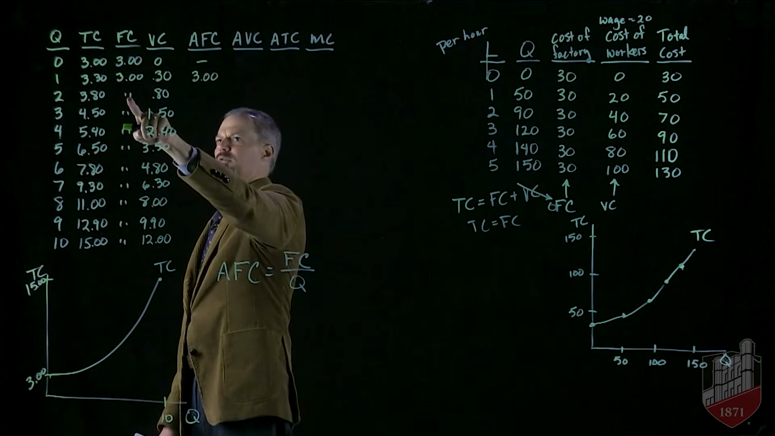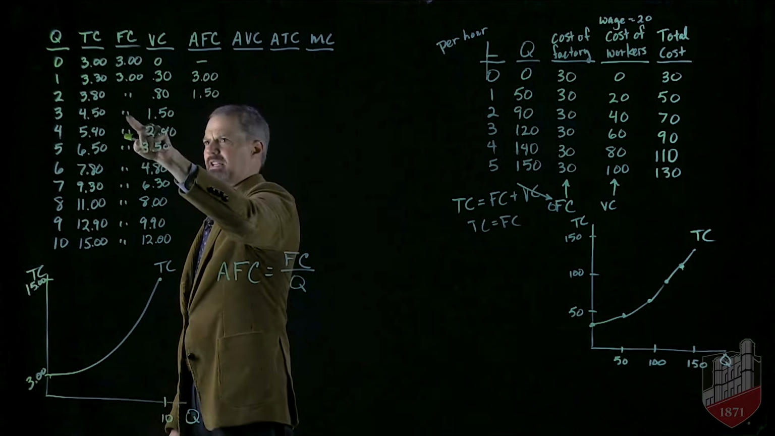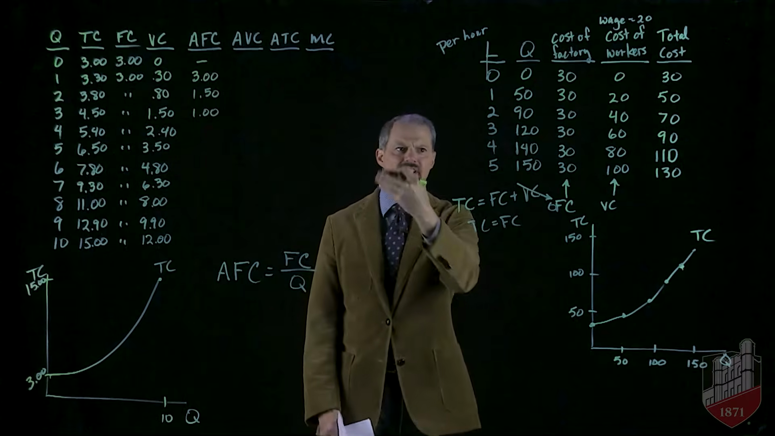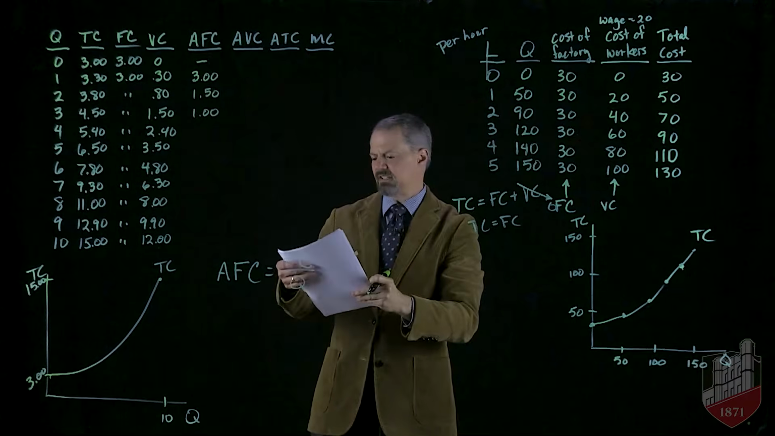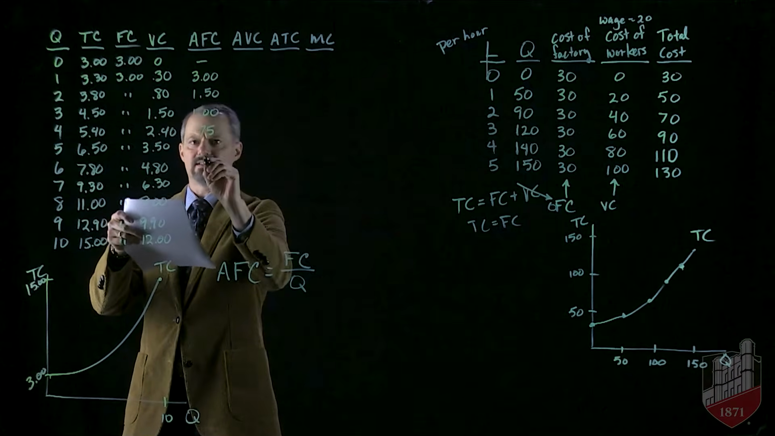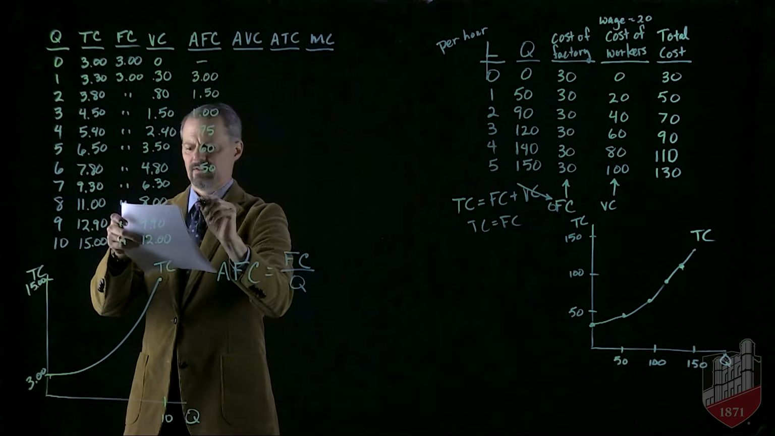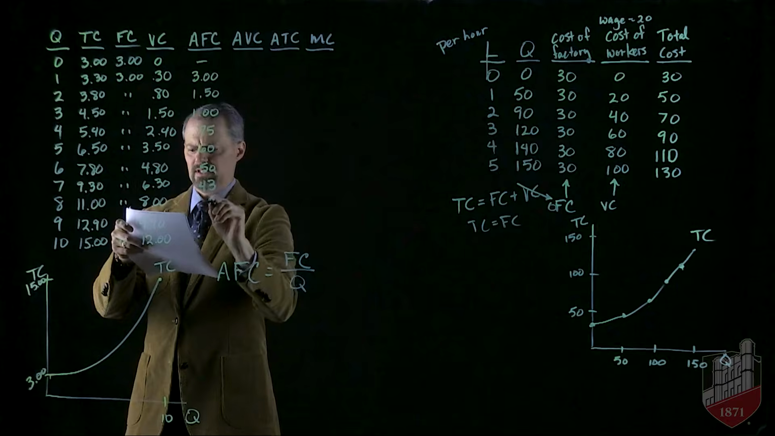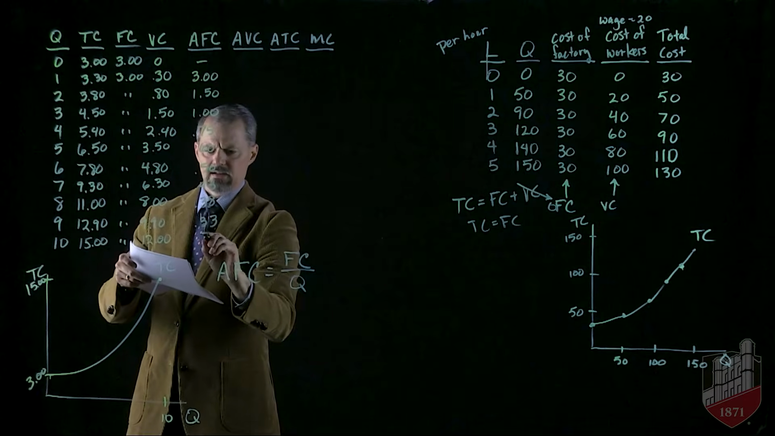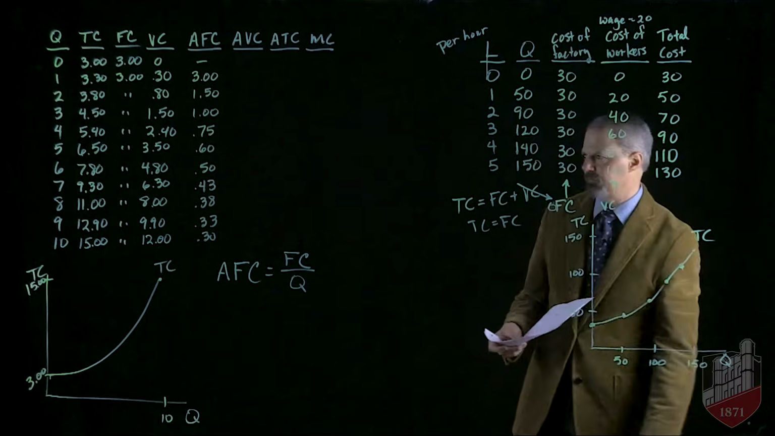And then we've got $3 divided by 2, that's $1.50. And then $3 divided by 3, that's $1. So you can see that the average fixed cost is easy to calculate. I'm just going to write the rest of them. It would be 75 cents, 60 cents, 50 cents, 43, 38, 33, and 30. There's what average fixed cost looks like.